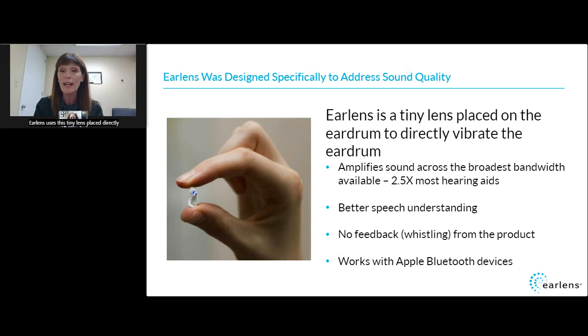Earlens uses this tiny lens placed directly on the eardrum to vibrate it. Because of the unique way it works, Earlens amplifies sound across a broader bandwidth. This does 2.5 times better than most hearing aids because of this. And you're going to learn about it in the slides ahead. This means that you can experience better speech understanding without feedback. And if you have an iPhone, you can also listen to your music and a phone call directly, because Earlens can stream music using Bluetooth.